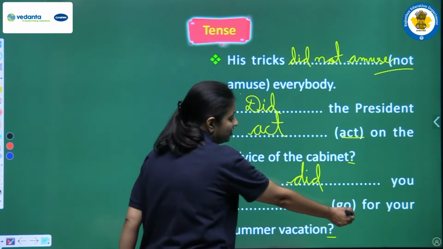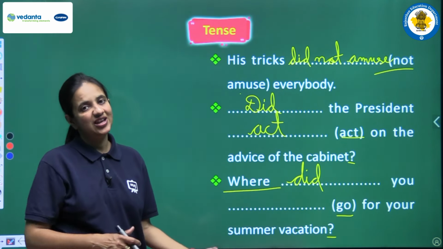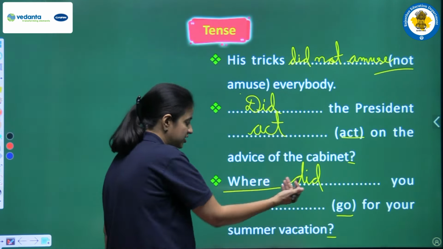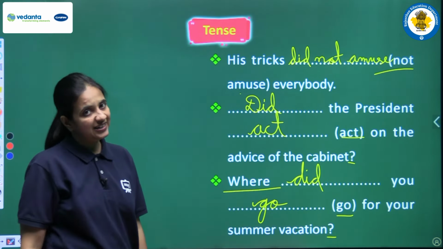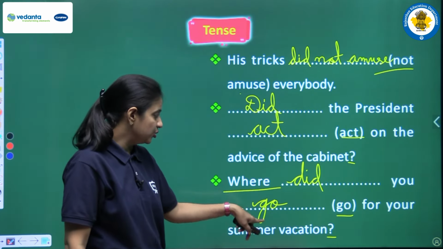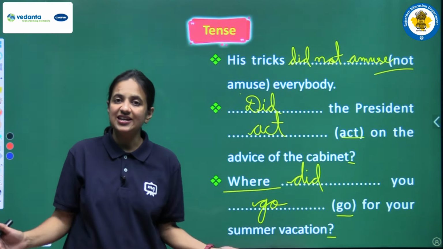Next main verb we are having go. So we all know interrogative sentence did is there. So we have to write first form, go is first form only. So don't change go, just write go only and the sentence will be where did you go for your summer vacation. And yes, this is the interrogative sentence.